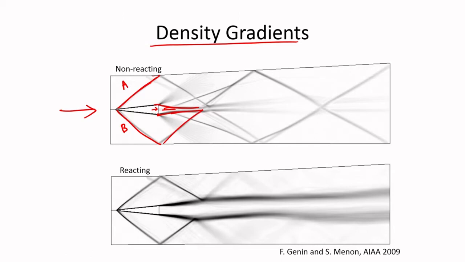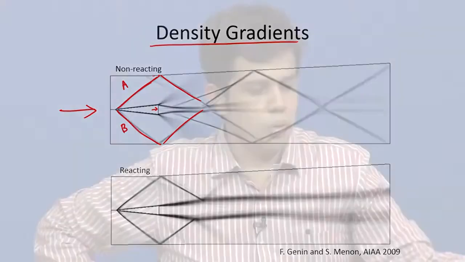This pattern continues, and then shock diamonds are formed, which leads to the interaction with the shear layers. But the most important feature here is that this low pressure inside the recirculation zone causes the convergence of this whole shear layer towards the center line. So that is what you are seeing here.